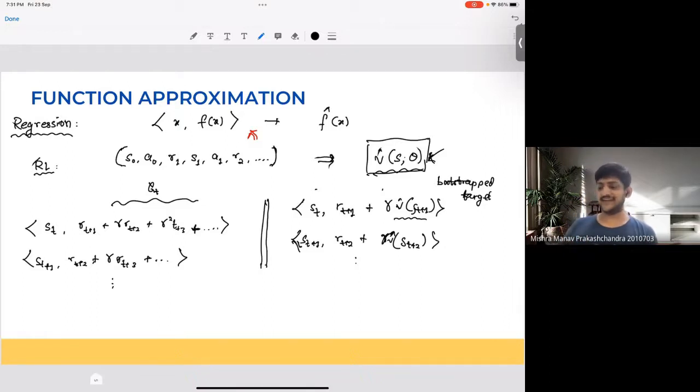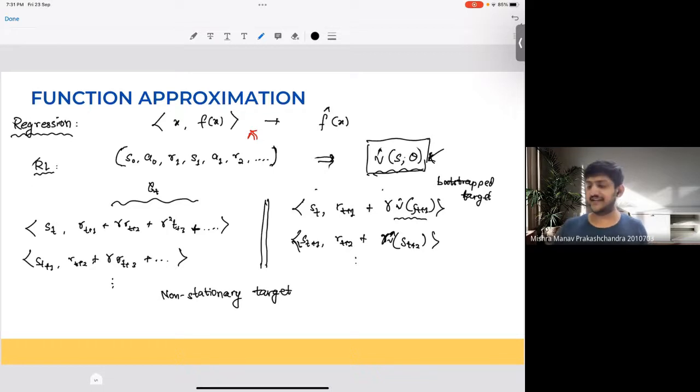The target that I have is always non-stationary, because any update that I make to my theta would eventually end up updating my V hat, because V hat is parameterized by my theta. And for every theta update that I have, my V hat changes and my target changes.